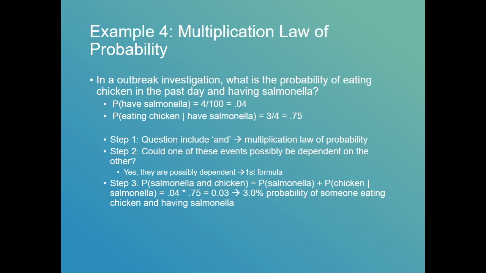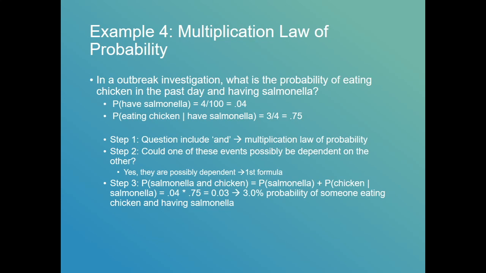In step 1, we want to see if the question includes and or or. If it includes or, again, remember, we'll use the addition law of probability. Since this includes and, we want to use the multiplication law of probability. Step 2, could one of these events be dependent on each other? Well, yes, because you could get salmonella from eating chicken. So there is a possibility that they're related. So we want to use that first formula.